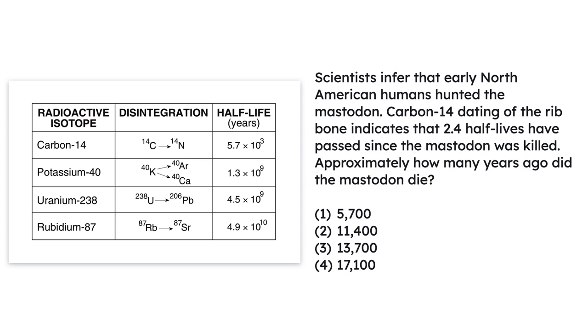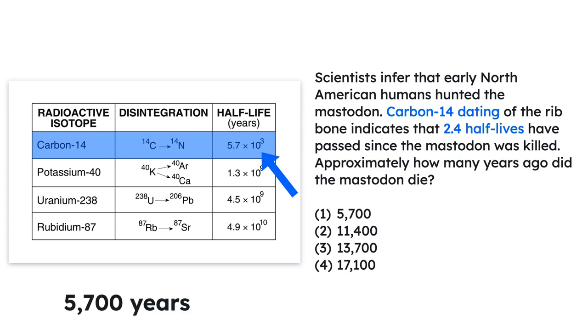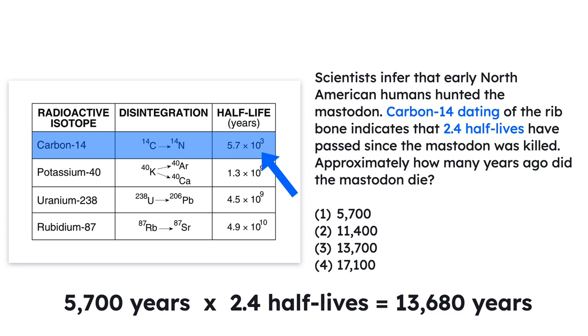So first thing we have to do is identify what radioactive isotope we're using, and it tells us in the question to focus on carbon-14 dating. We also know that 2.4 half-lives have gone by. By looking at the chart, I can see that one half-life is 5.7 times 10 to the third, or 5,700 years. And if I have 2.4 of those half-lives, I simply need to multiply. 5,700 years times 2.4 half-lives equals 13,680 years.